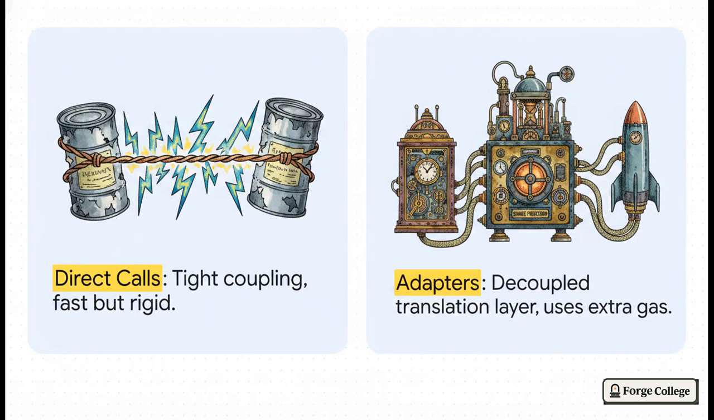Let's actually contrast the two most common approaches we see out there. Direct interface calls are basically like shouting across a crowded room to someone you trust. It's incredibly fast, but if that person suddenly decides to speak a different language, you are literally out of luck. On the flip side, adapters act like a universal power converter with a built-in surge protector. So a massive power spike on one end, it's not going to blow up your precious machine on the other end.